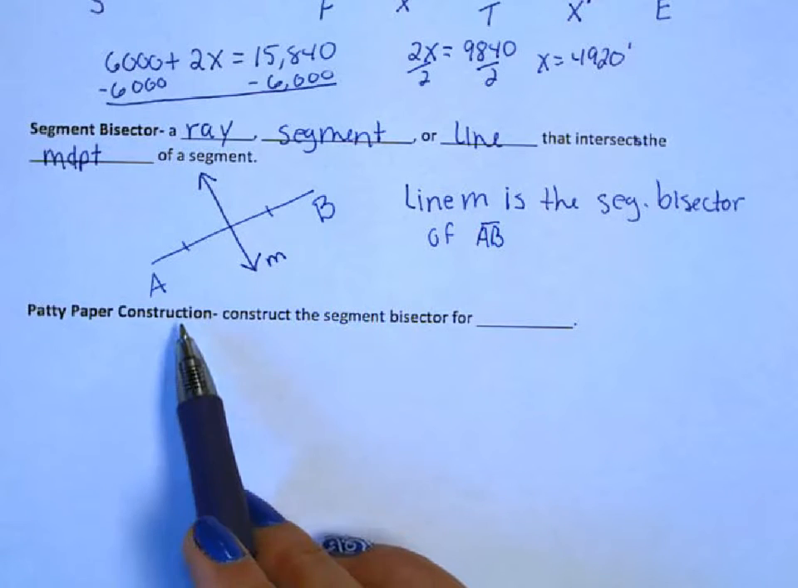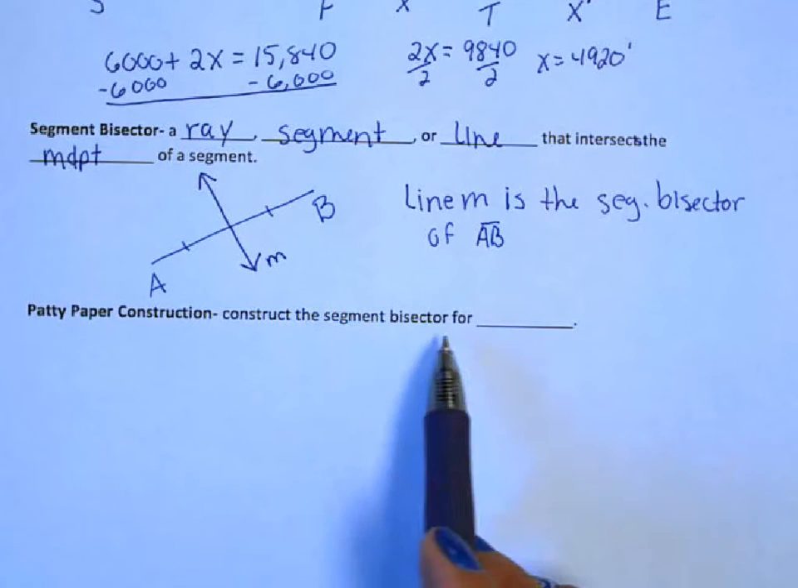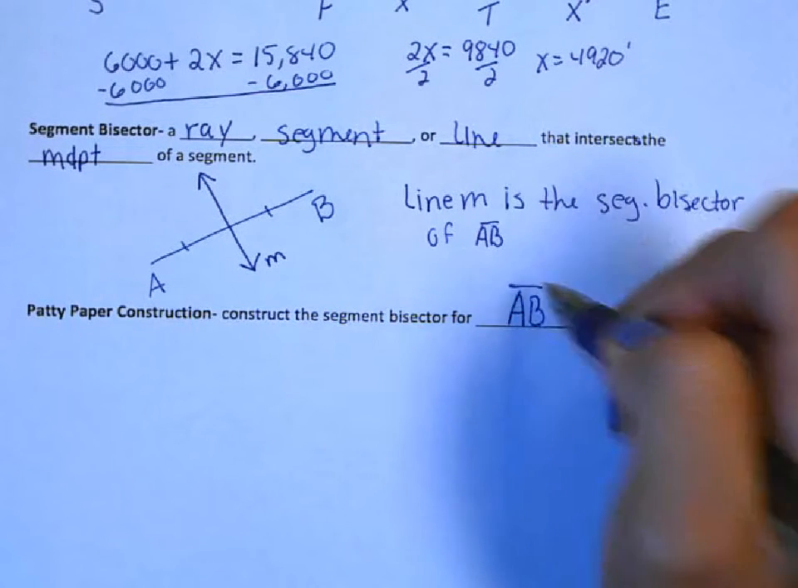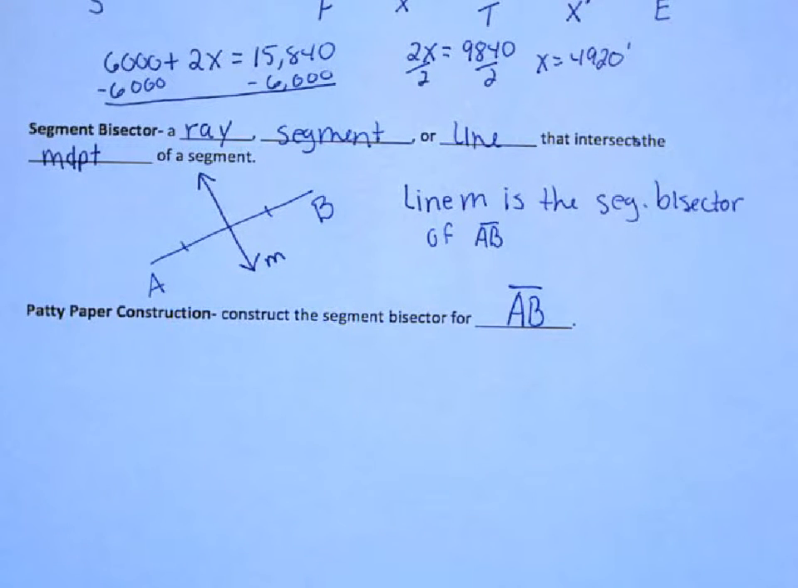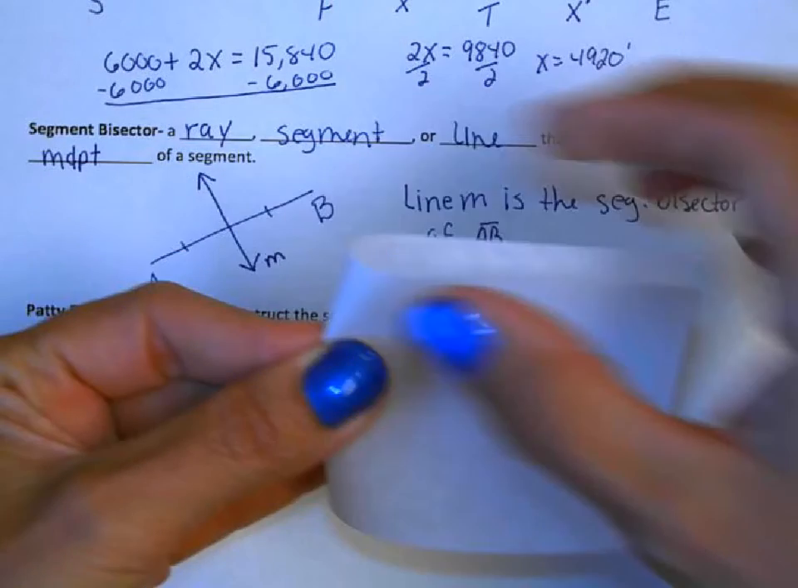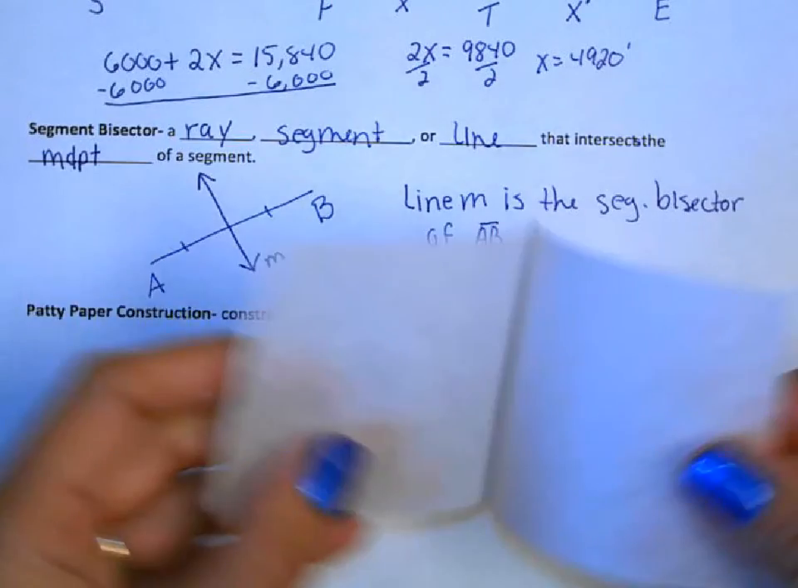Okay, patty paper construction. On Friday we did the compass and straight edge construction. This time we're doing patty paper. We're going to construct the segment bisector for segment AB. So what I want you to do is take your patty paper, fold it in half, because we're going to write the stuff on the other side. We're going to do the construction on one half, and then we're going to write all the information on the other half.